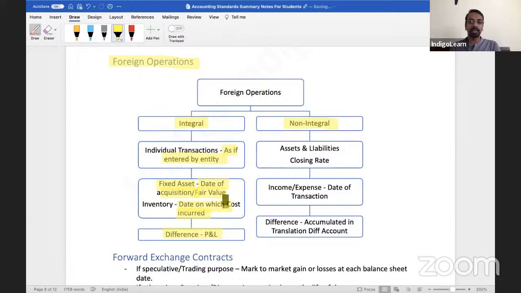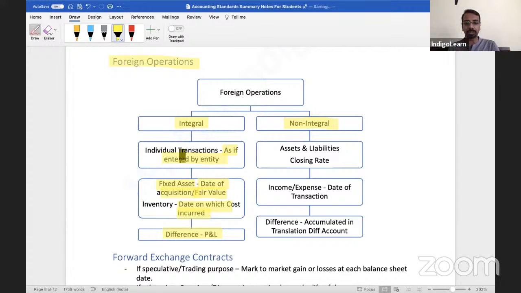So generally what happens in these cases is the foreign branch may prepare a trial balance. That trial balance, you will convert into INR using these principles. And whatever is the exchange gain or loss, you will debit or credit to P&L. That is for integral operation.